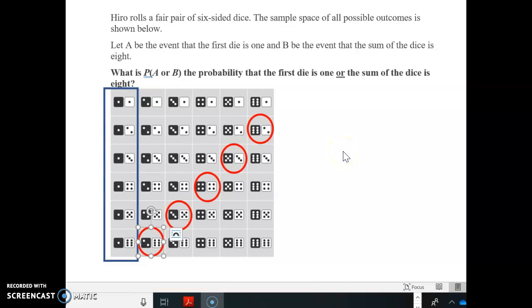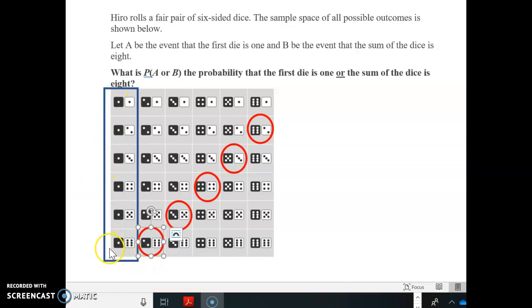For the second part of it, the sum of the dice is 8. Well, there are 1, 2, 3, 4, 5 cases where you could roll a sum of 8. Now notice none of these include rolling a 1, because to get 8 that way you'd have to roll a 1 and a 7, and you can't roll a 7 on a 6-sided die. So these are what are called mutually exclusive events. They cannot both happen. You can't both roll a 1 on the first die and roll a sum of 8 altogether. So we can just add these two probabilities.